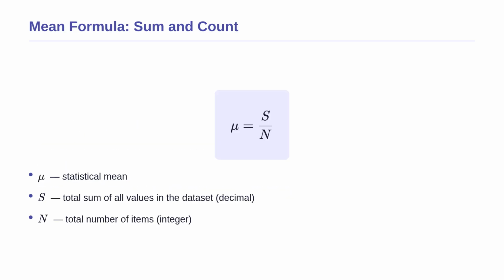For our first scenario, we define this mathematical formula. Here, mu represents the statistical mean, S represents the total sum of all values, and N represents the total number of items. We write a C++ prototype that takes a decimal for S and an integer for N. If we call the function and provide a decimal and an integer, the compiler knows to use this specific division formula. This ensures the correct mathematical operation is applied to these specific data types.